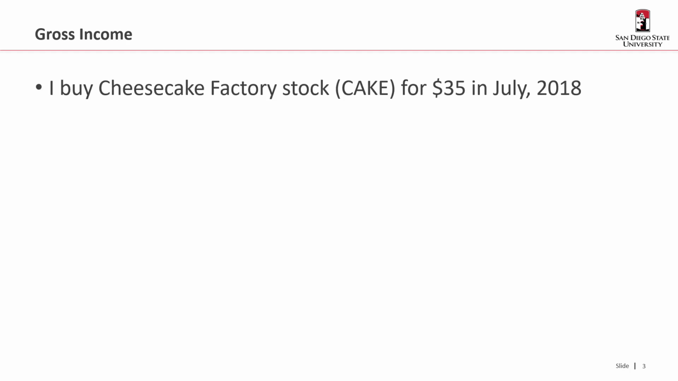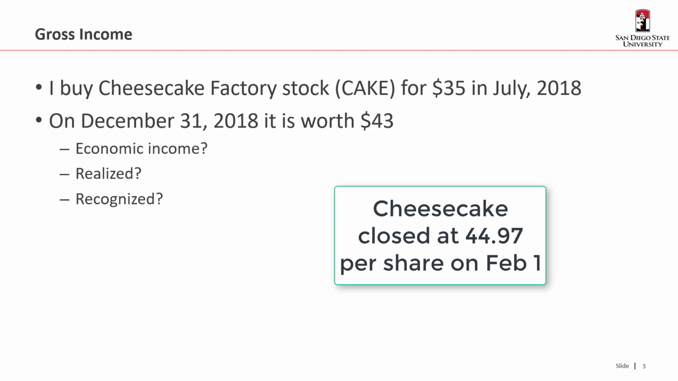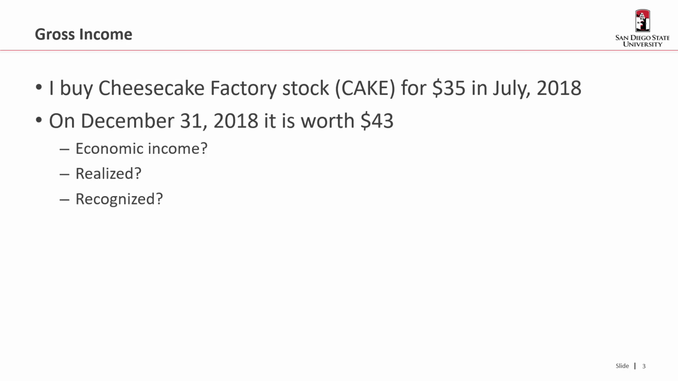So let's say that in July, I buy Cheesecake Factory stock for $35, which at today's price, by the way, would be a steal. And then on December 31st of 2018, it's worth $43. Does that represent economic income? I think, well, yeah, right. It's gone up in value by $8. I am $8 per share richer than I was in July.